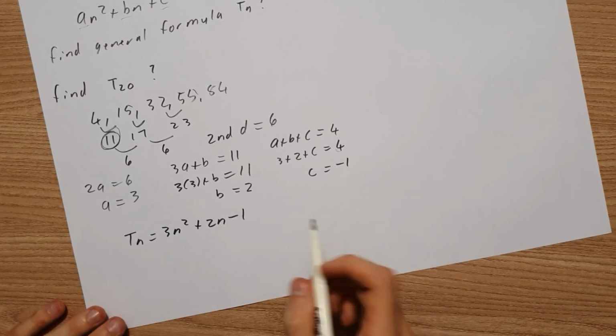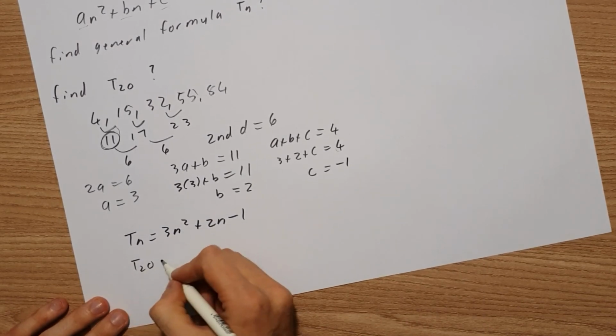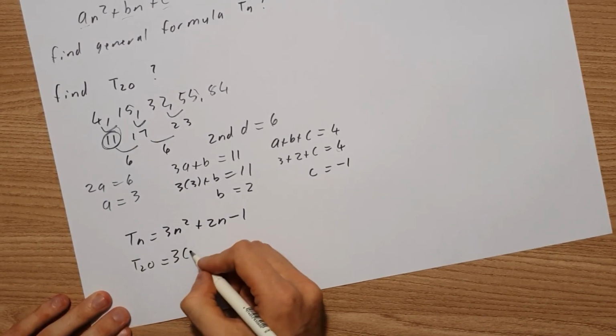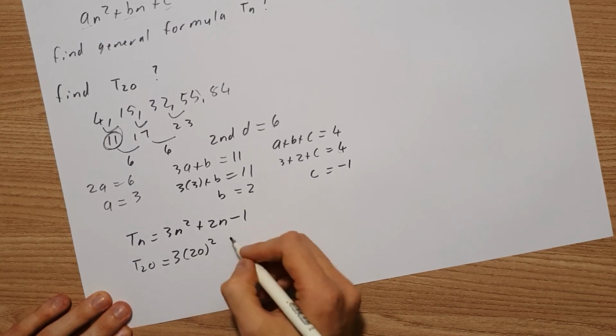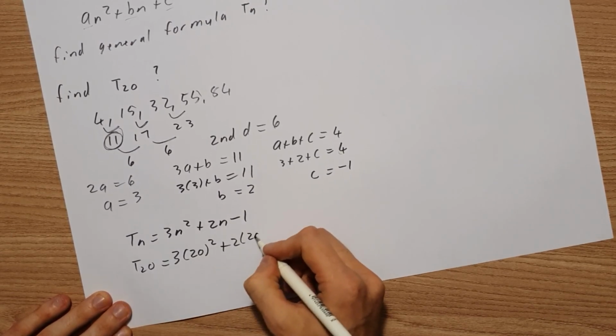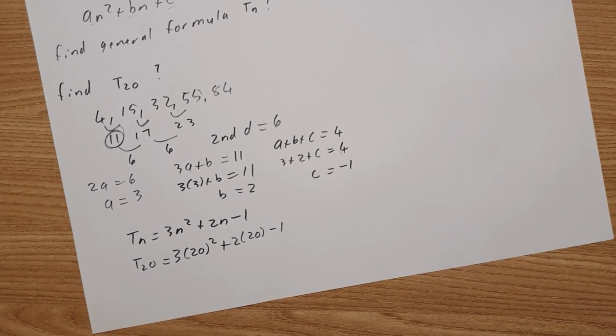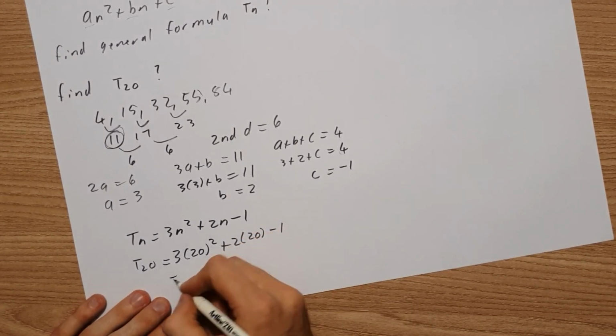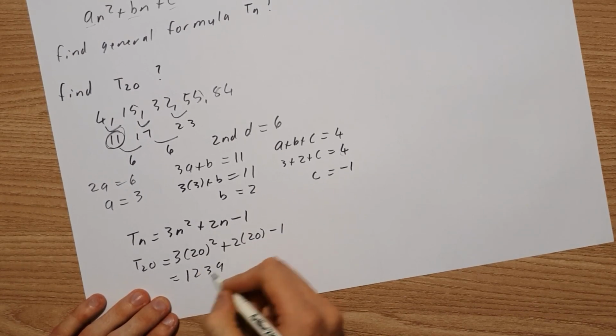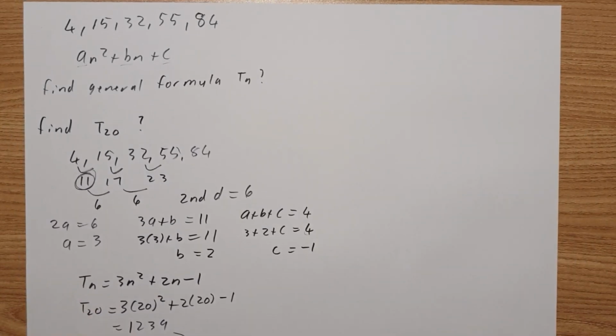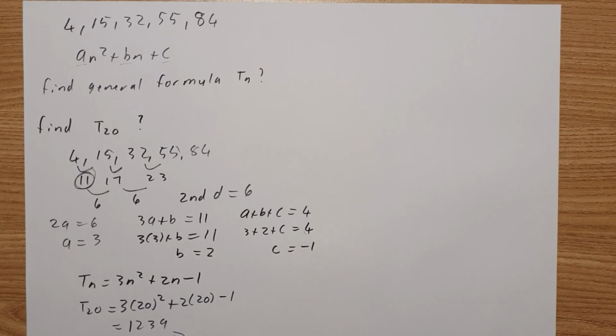Now if we want to find T of 20, we just substitute 20 into n's place, so 3 times 20 squared plus 2 times 20 minus 1 gives you 1239. So just a basic example of how to find a, b, and c.